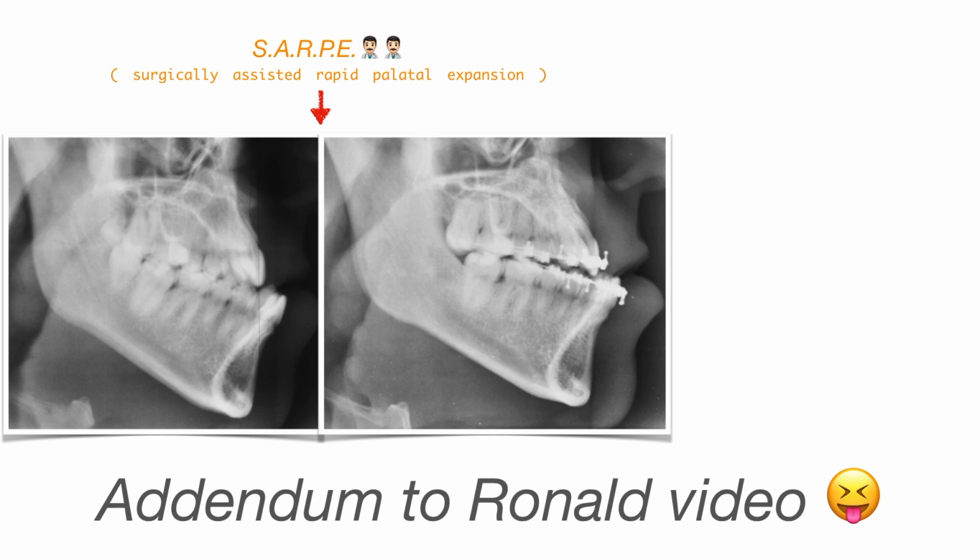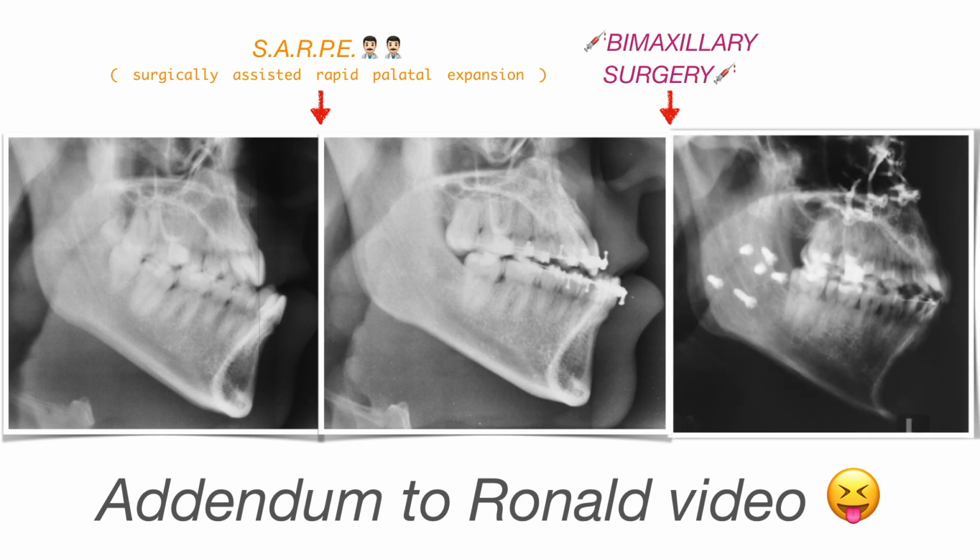Of course, there is no sign of the transversal changes, but you can see the decompensation of the overjet as we worsened the malocclusion to prepare him for the bimaxillary surgery. The last one is taken after the bimaxillary surgery, and it shows a correct overjet as the surgeon fixed the sagittal discrepancies, bringing the maxilla forward and the mandible backward.